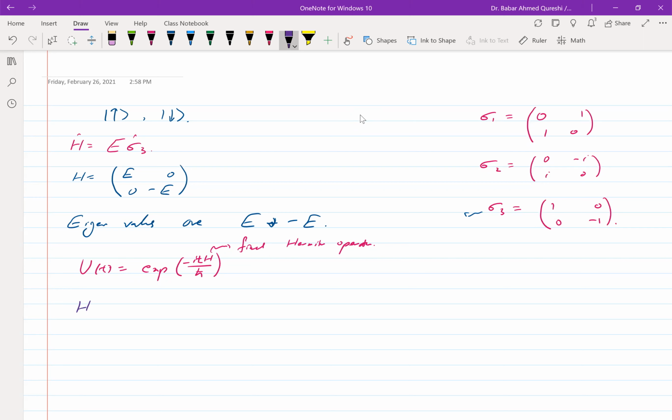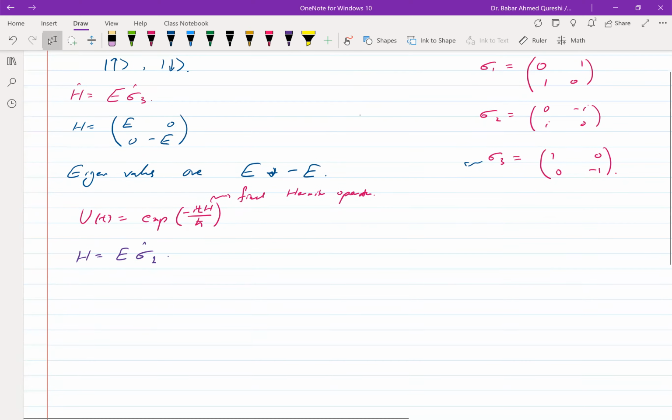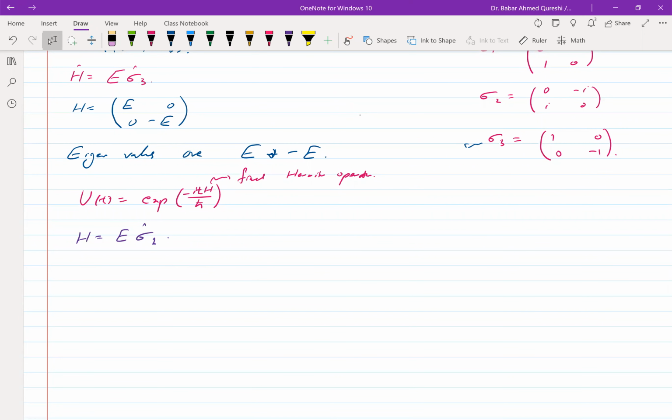So let's choose this to be E sigma 1, let's say. And we had computed that sigma 1's eigenvalues are again plus 1 and minus 1. Since this H is just a multiple of it, the H eigenvalues are just scaled by that multiple: plus E and minus E.